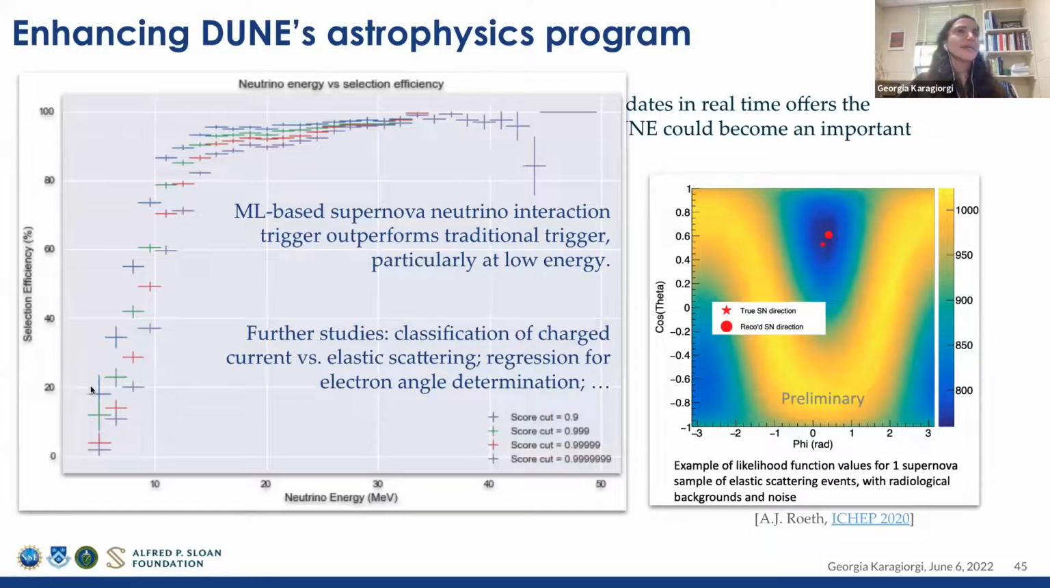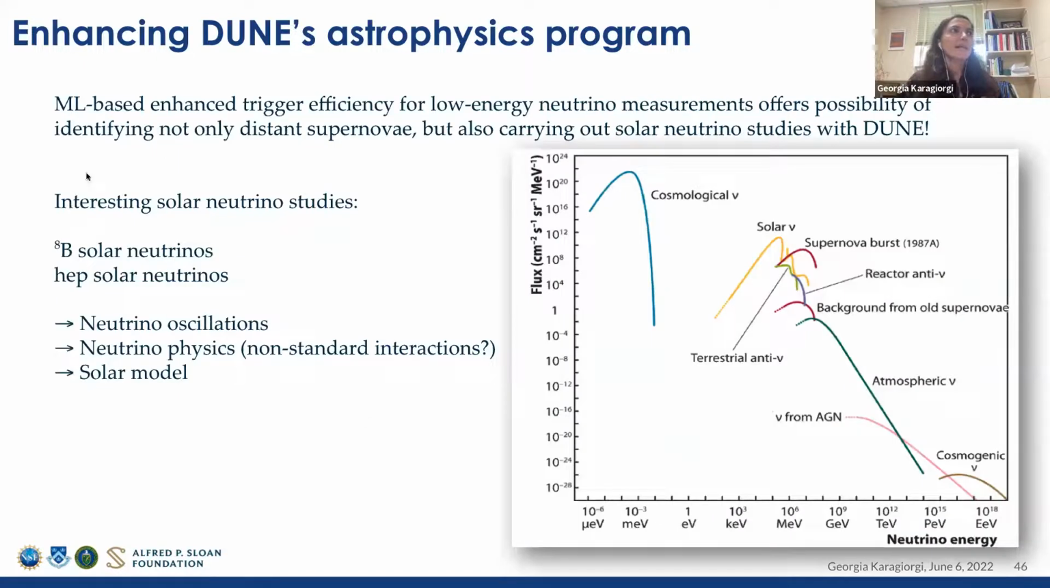So I showed earlier that we're able to find supernova neutrinos of even lower energies with much higher efficiency by employing ML-based triggering. But additionally, one can employ ML algorithms for classifying the type of supernova interaction, whether it's a charged current interaction on argon, or elastic scattering with an atomic electron. And we can also perform regression for determining the electron angle for pointing.